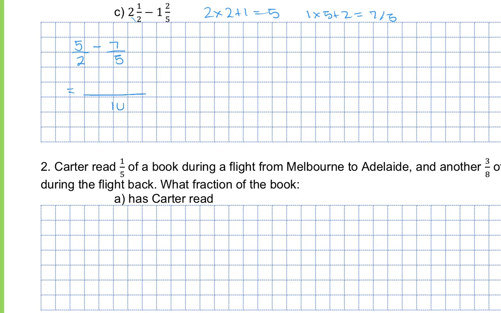So the bottom of the fraction is going to be 2 times 5, which is 10. On top, 5 times 5 is 25. 2 times 7 is 14. Let's try the next one.